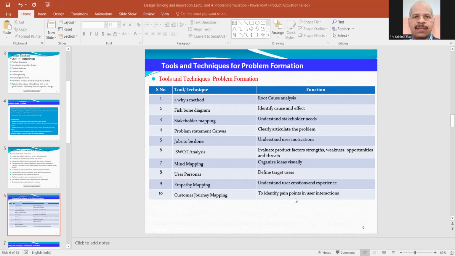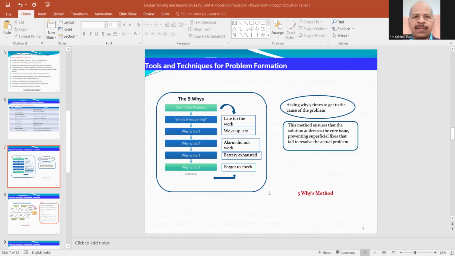By interacting with the customer, we can find out the pain points, the difficulties, in journey mapping. So this is all about the 5 whys method, why it is happening. For example, late for work, why? Woke up late. Why? Alarm did not work. Why? Battery exhausted. Why? Forgot to check. So we can find out the root cause.